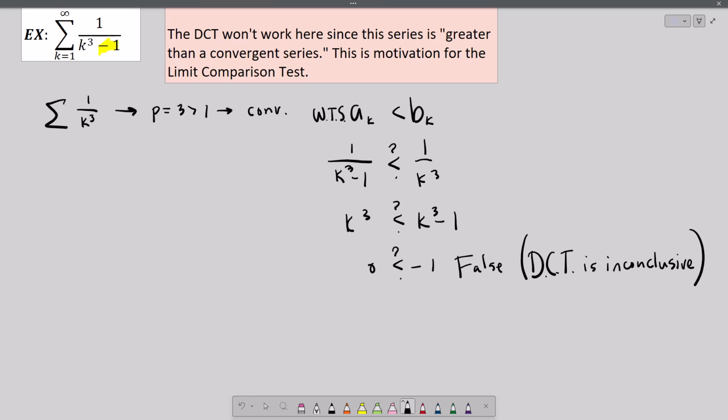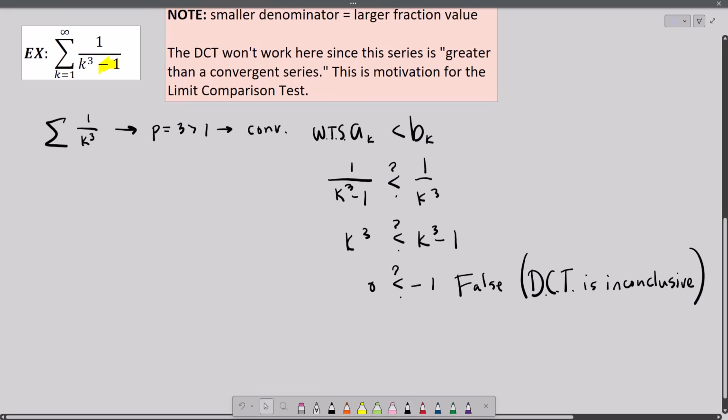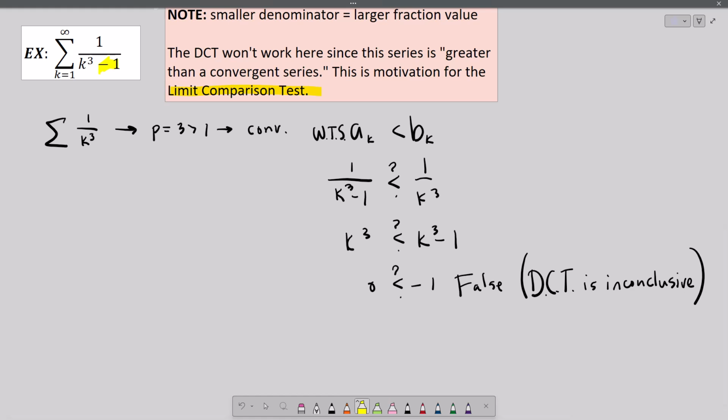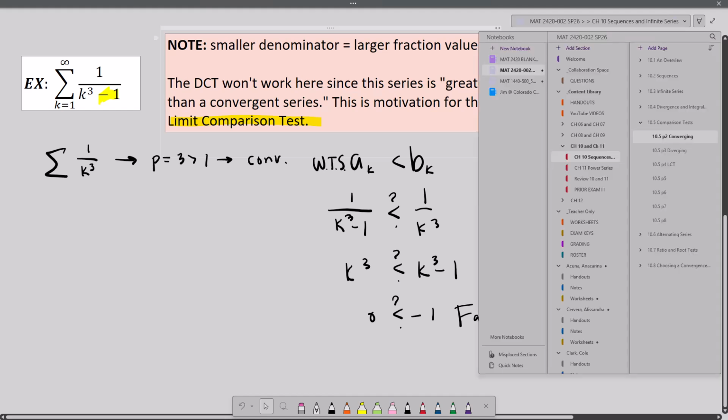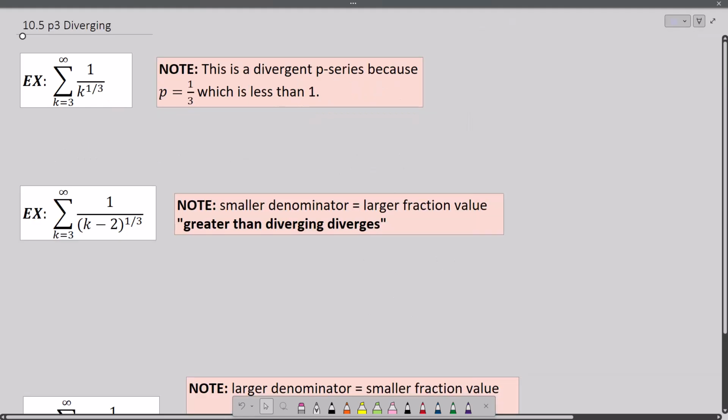And what we will do when we have an inconclusive inequality here, we're going to go to the second type of comparison test called a limit comparison test. So if we can't get the inequality to be like we want it to be, then we're going to go to the second thing called the limit comparison test. We're not there yet, though.